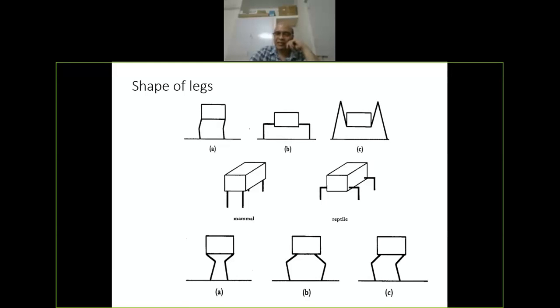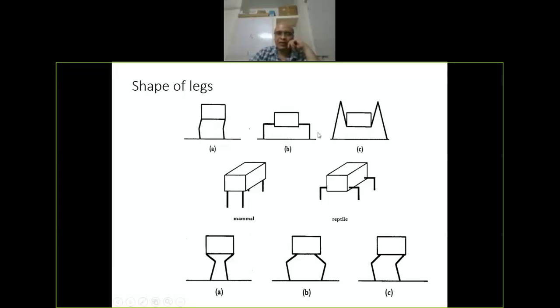Now, the shape of the leg for a cockroach in figure C is such that the torque at the body is very high, because the torque arm, the length of the leg, is very high here. So the torque that will come will become very high. So cockroaches or insects need to change their direction or run very fast, because of which the leg shape and the leg design is such.